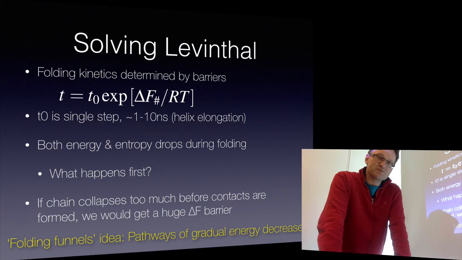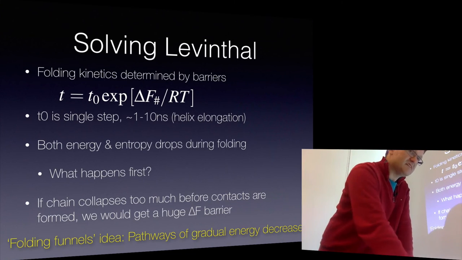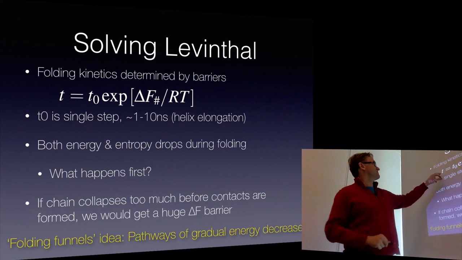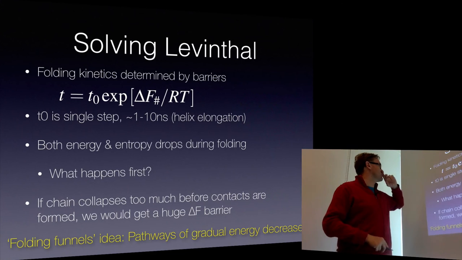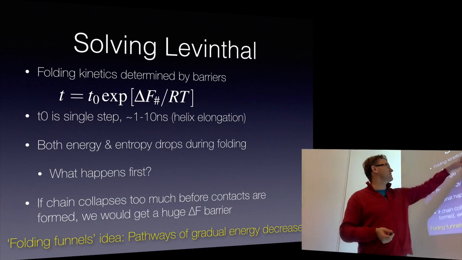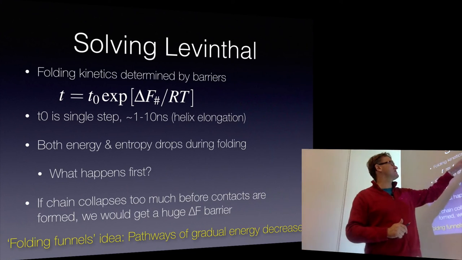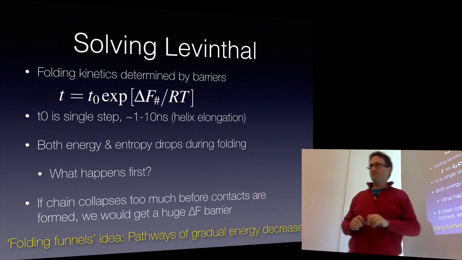we still have Levinthal's problem, right? That if we don't know anything, the time it takes for folding should take too long. And we know what this time is. Now we talk about time rather than rate constants, but they're equivalent. It's just a minus sign in the exponent. So the time goes up exponentially with the folding barrier, right?